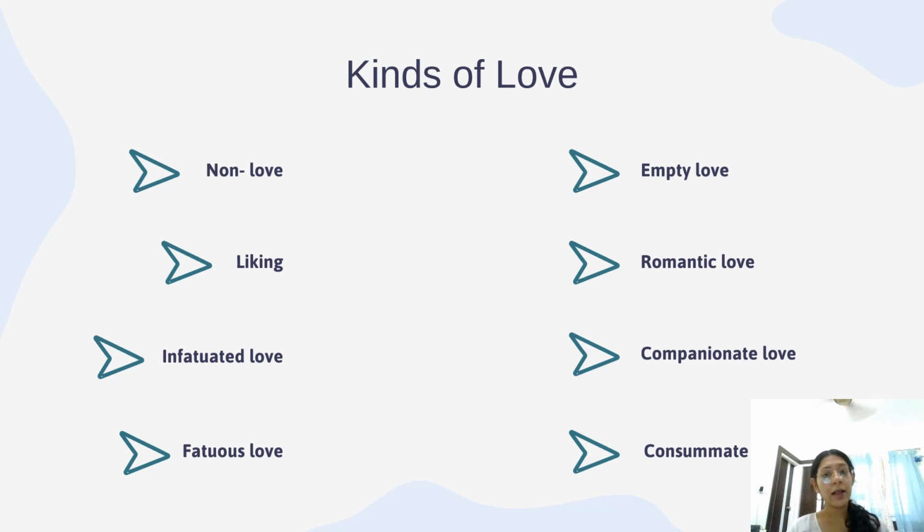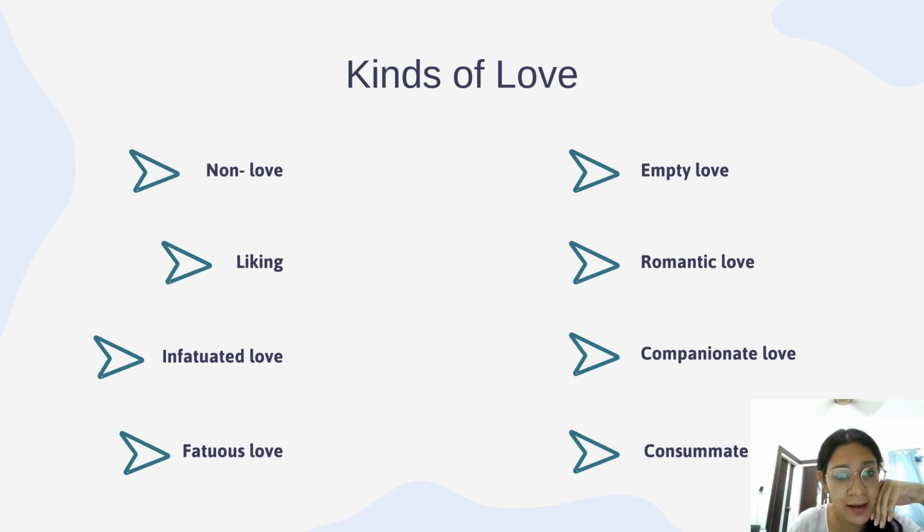The final complete love, which Sternberg calls it, is consummate love. Consummate love is a combination of all the three components. It's intimacy plus passion plus commitment. It is what everybody wants, everybody desires. It is the whole wholesome love sort of feeling. That is what you call consummate love. So these are the different kinds of love that Sternberg derived from his three components.